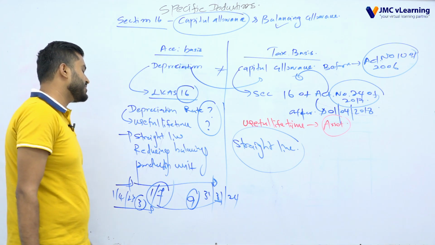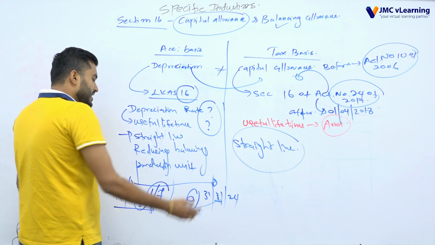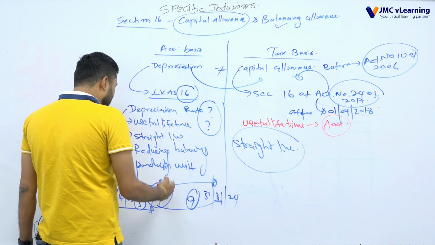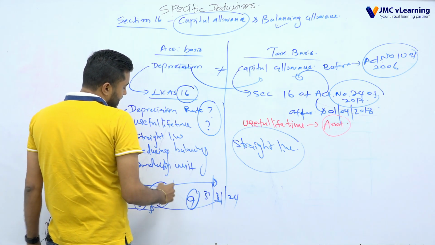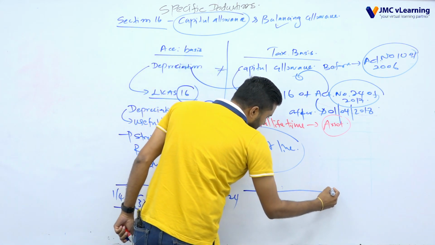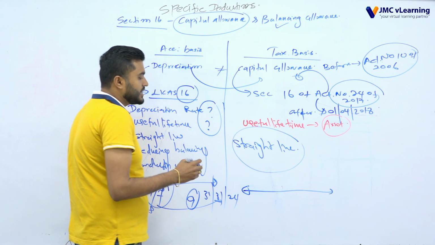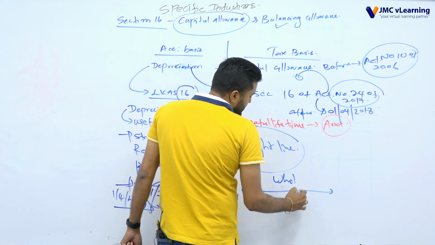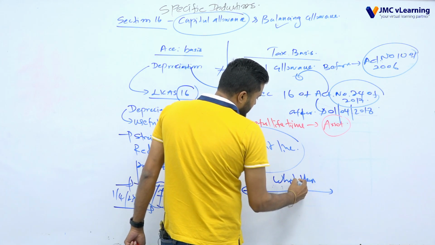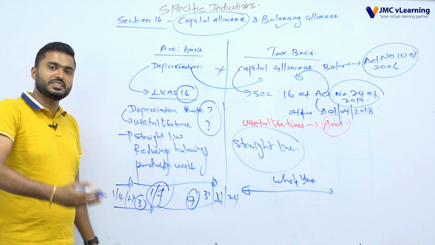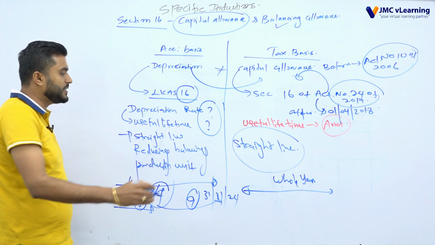But for tax purposes, my dear students, irrespective of, that means disregarding, the date of the purchase, you have to get the capital allowance for the whole year, right? Whole year, without considering the date of the purchase. If that particular asset is purchased, you have to calculate the capital allowance for the whole year.